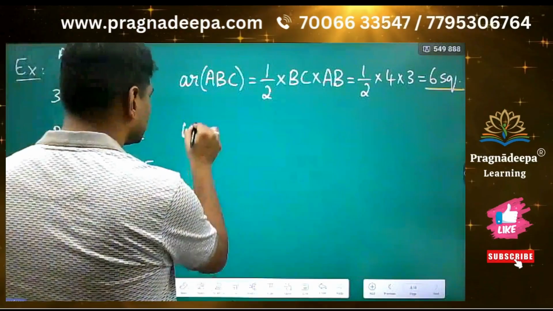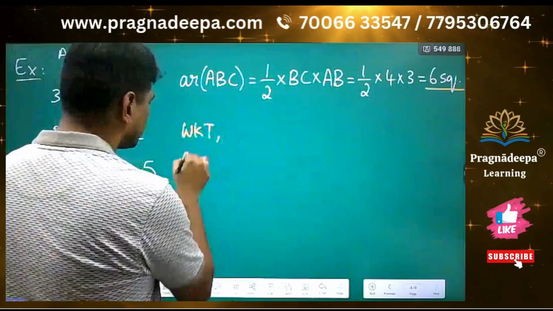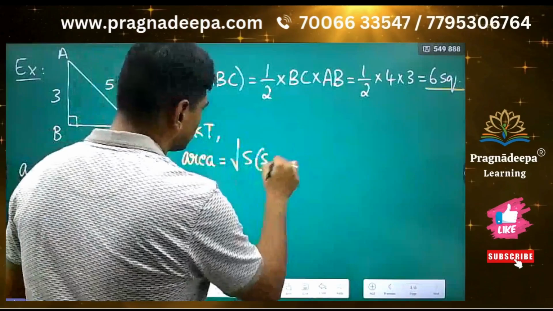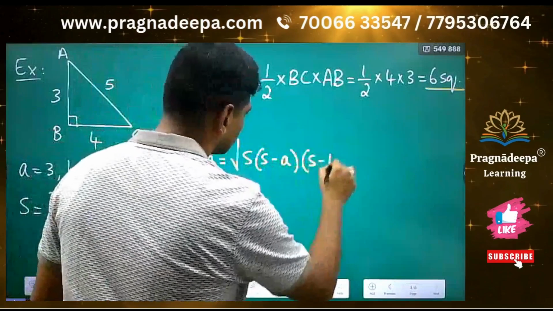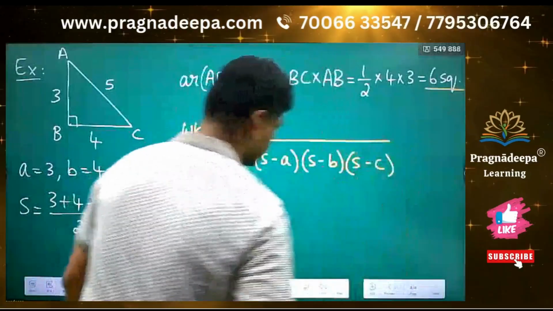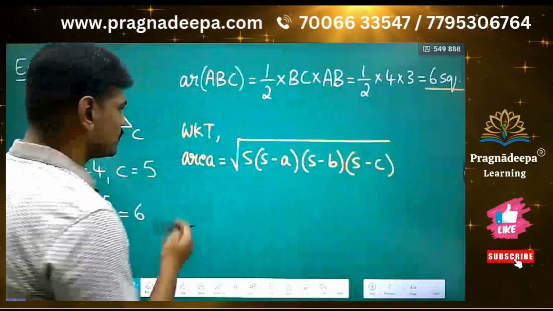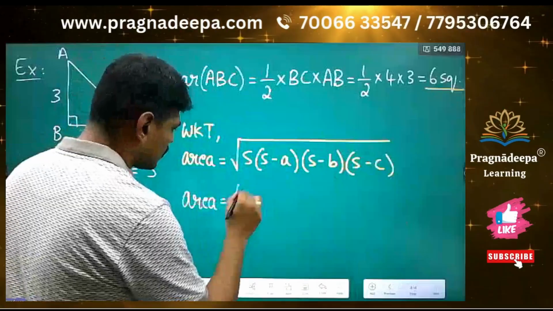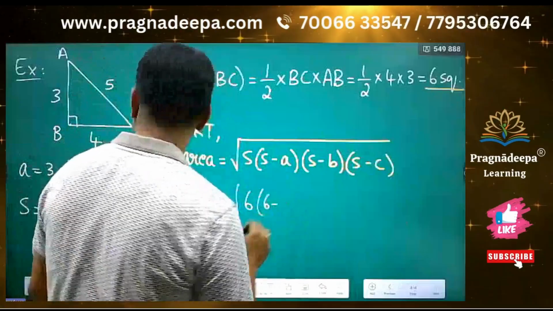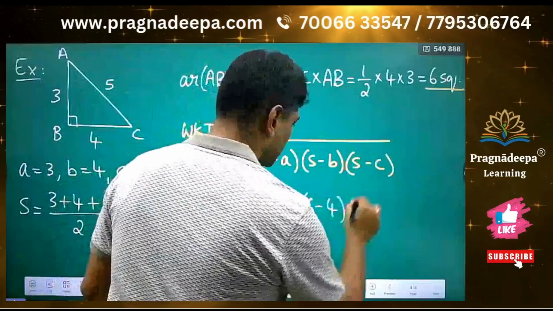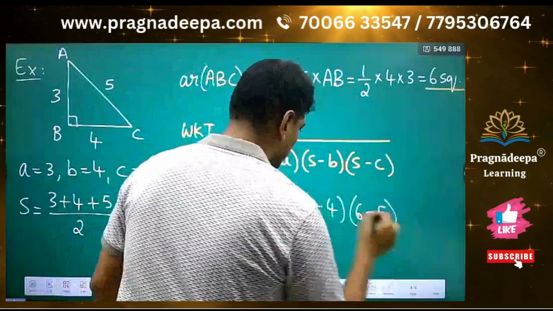So what we can do? We know that area formula: area is equal to square root of s into s minus a into s minus b into s minus c. Correct? So area is equal to square root of 6 into 6 minus 3 into 6 minus 4 into 6 minus 5.